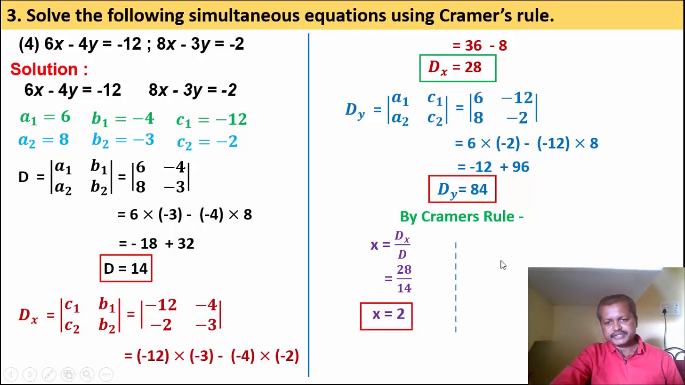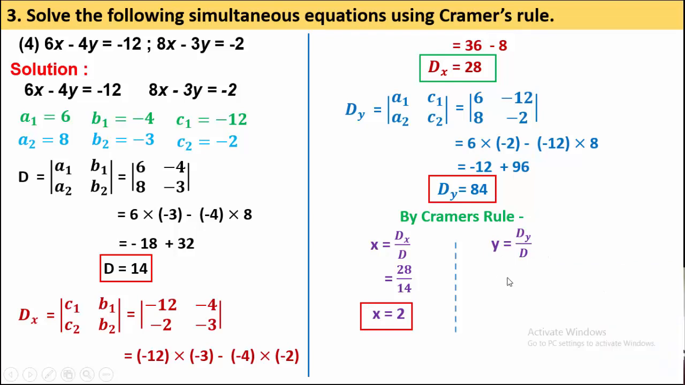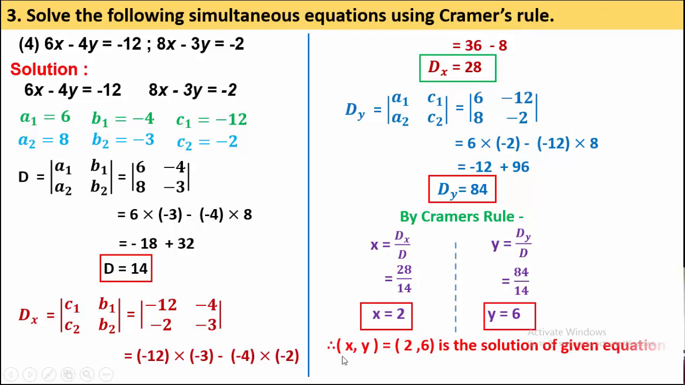Calculate value for y. Right here dy upon d. Put up the values, 84 upon 14, and as you simplify you get y is equal to 6. So this is value for y. So our solution is x comma y is equal to 2 comma 6, the solution of the given equation.